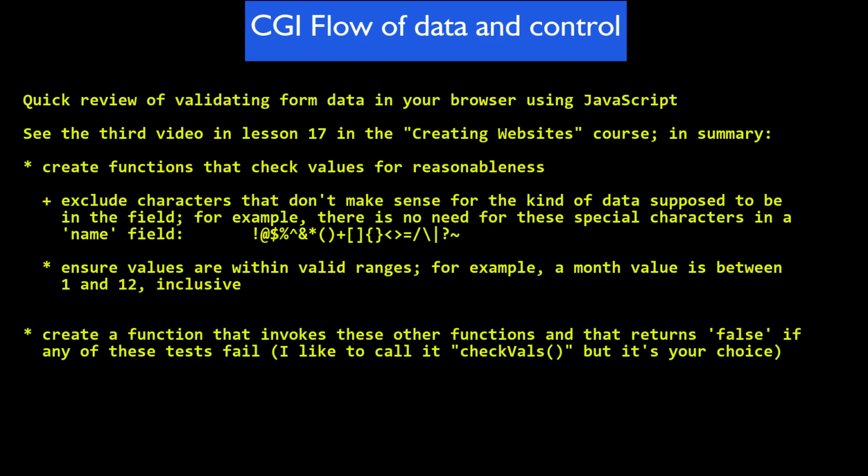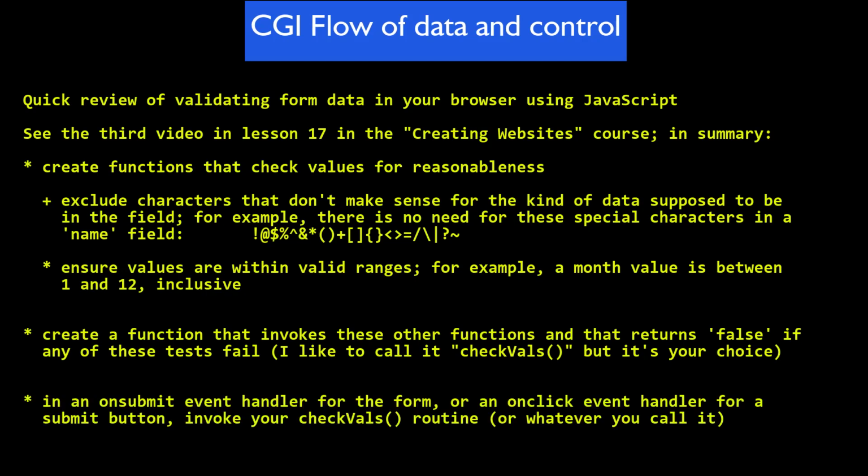Create a function that invokes these other functions and that returns false if any of these checks fail. I like to use a function name of checkVals, but it's your choice. In an onSubmit event handler for the form or an onClick event handler for a submit button, invoke your checkVals routine, or whatever you call it.